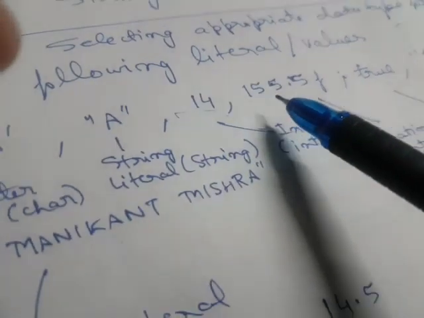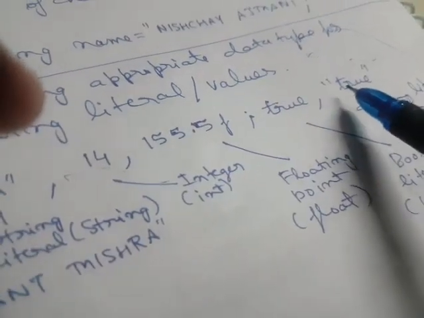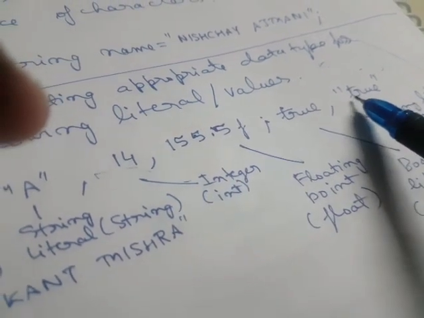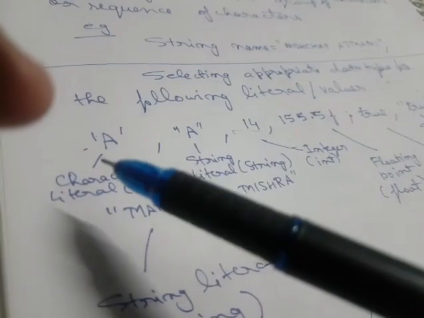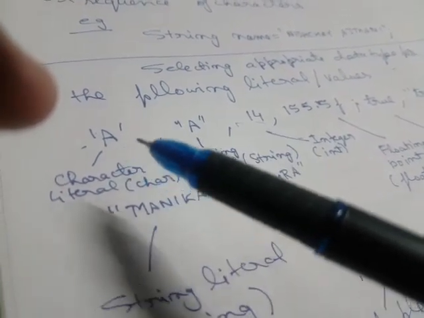Then we have got 155.5F written, then true without any double quotes, then true with the double quotes. So we have to decide what type of literals these are and what is a suitable data type for the variables which are going to hold these literals.